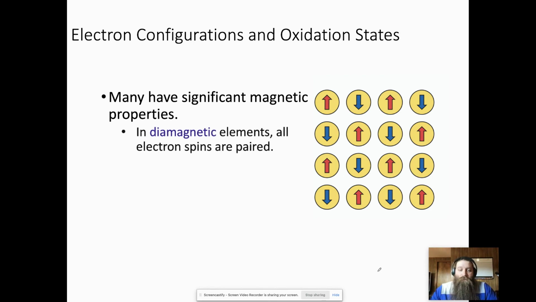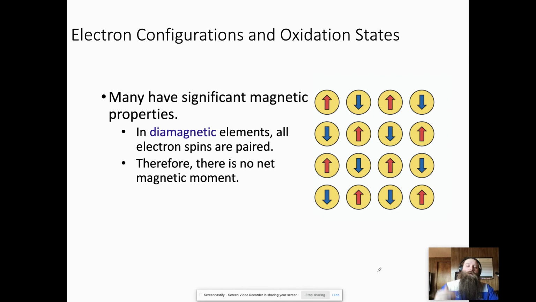There are diamagnetic elements, in which case all of your spins are paired, and the slideshow says there's no net magnetic moment. That's not entirely true. If it's diamagnetic, then it will have a very subtle response. It will be pulled into a magnetic field. But for the overall observation, we just say it doesn't really have a magnetic moment. Now, in this instance, think about this as each electron is like these two guys cancel each other out. They cancel each other out. And so there is no net spin that can respond to our magnetic moment.